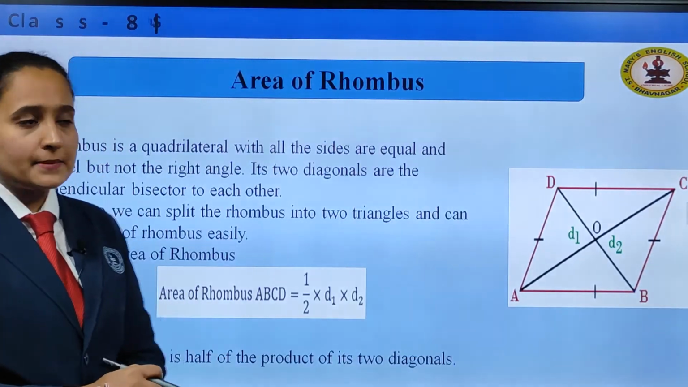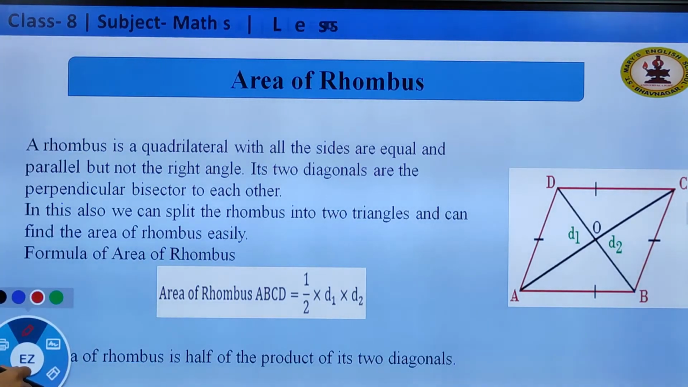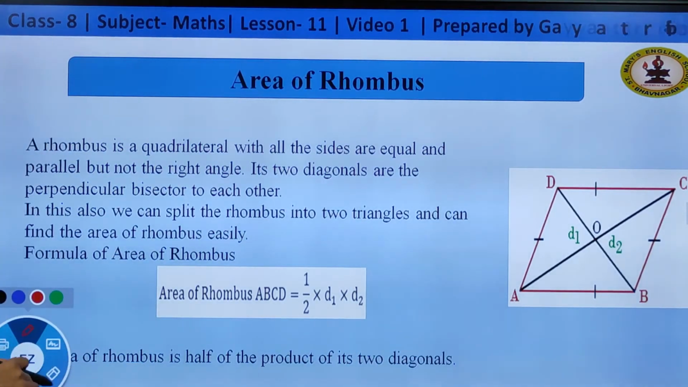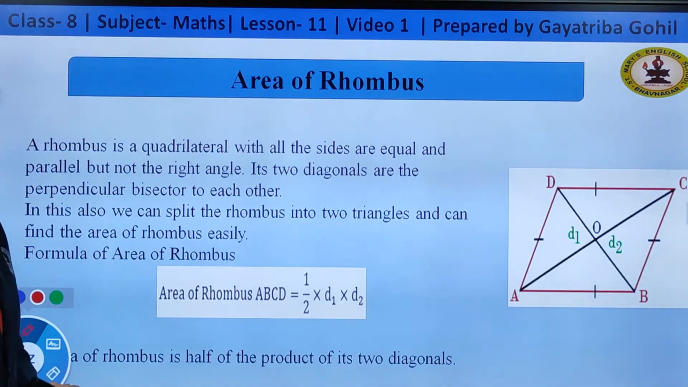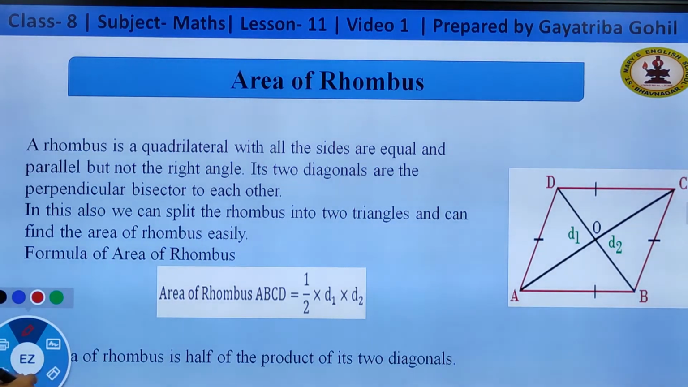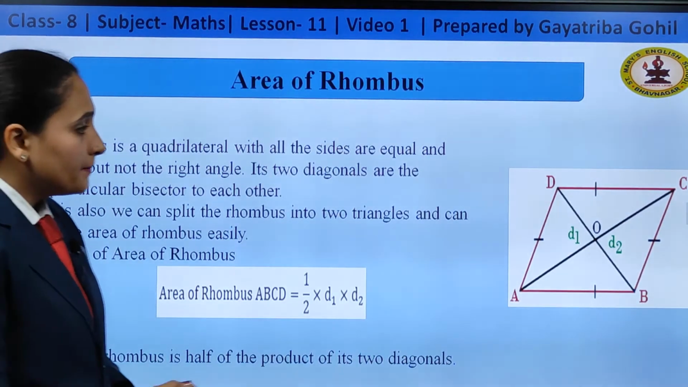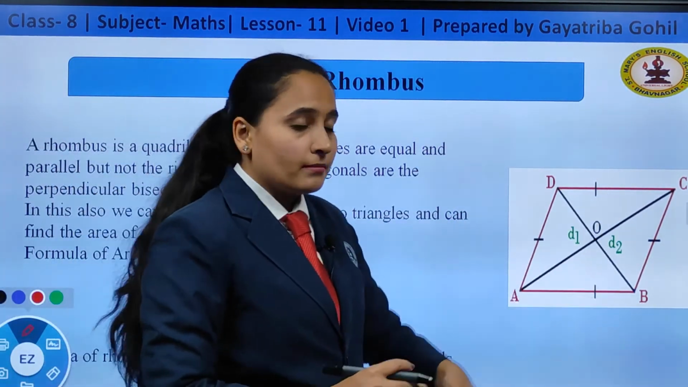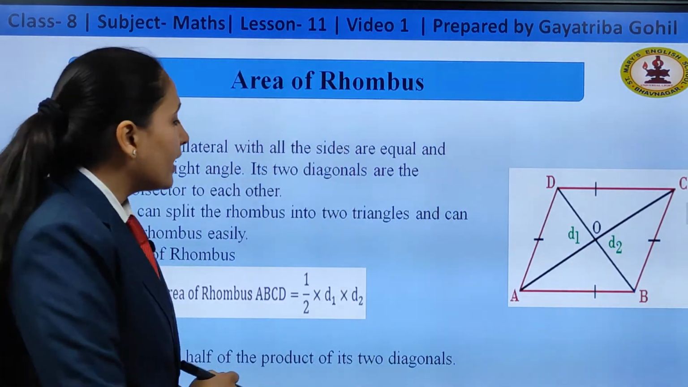Coming to the area of a rhombus. A rhombus is a quadrilateral with all sides equal and parallel, but not a right angle. Its 2 diagonals are perpendicular bisectors of each other. In this also we can split the rhombus into 2 triangles and find the area of the rhombus easily.